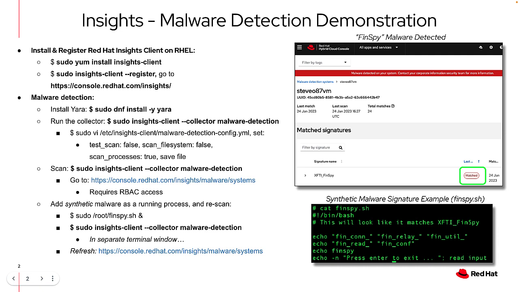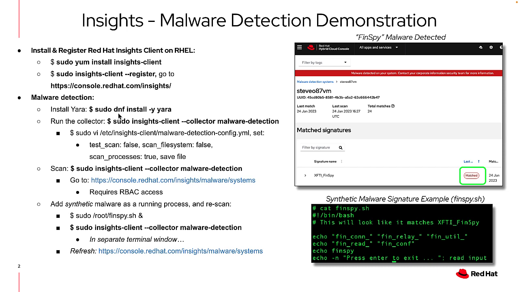So here's the little demo we're going to do on malware detection. The first thing we're going to do is install and register the Insights client on RHEL. I'm going to be using RHEL 8.7 in this case. So we'll go ahead and do a yum or DNF install on the Insights client, and we'll go ahead and register, and then we can go to the console. And when we do that, we can actually go to the malware tab and see or locate the targeted system that we're going to use today and see if we have a match on any of the malware. And of course, when we first start here, we won't have any match.